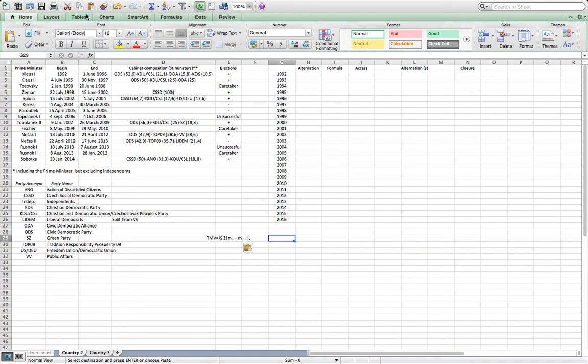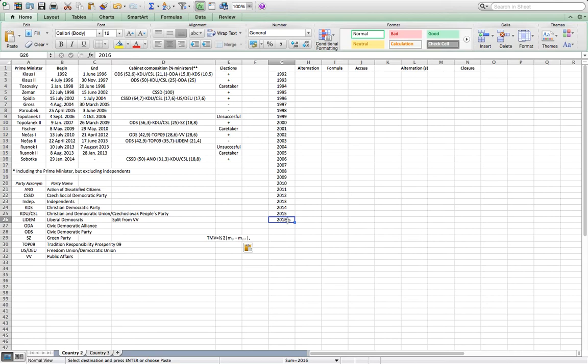We are going to learn now how to calculate party system closure. And we are going to do it for the Czech Republic, a country that democratized in 1992. And we are going to calculate it from the moment of its democratization until the end of last year, 2016.